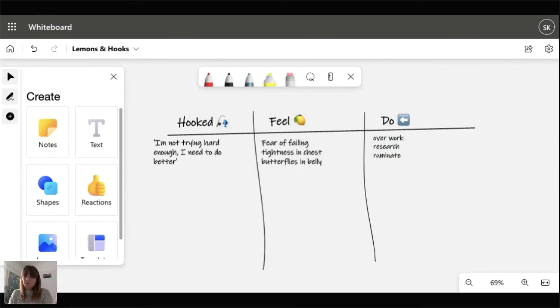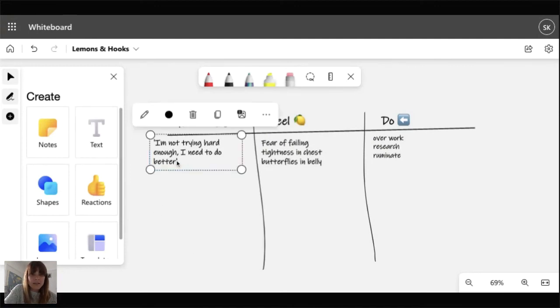So what's the hook? What's the story in the mind? What's the internal experience in the body? So we call that the lemon effect, which is a bit like the wincing when I told the story about the lemon. And then what's the behaviour? What do you do in response to that? Okay, so has anybody got any examples that they would like to share?